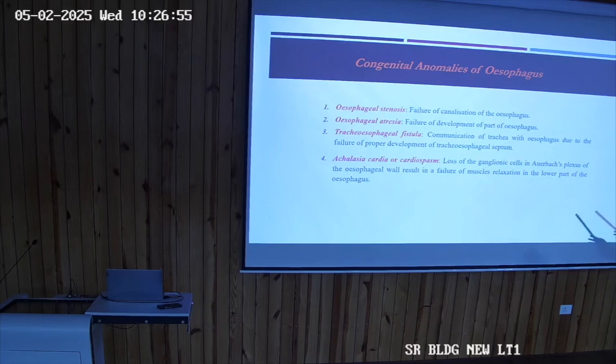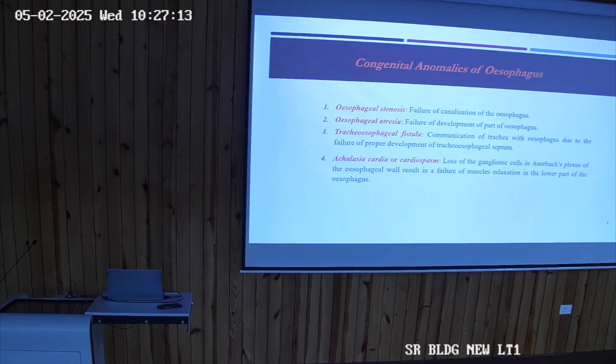Normally this esophageal atresia is associated with the tracheoesophageal septum. Both the conditions occur simultaneously. One part of the esophagus is atresic and one part opens into the trachea, forming a fistula.